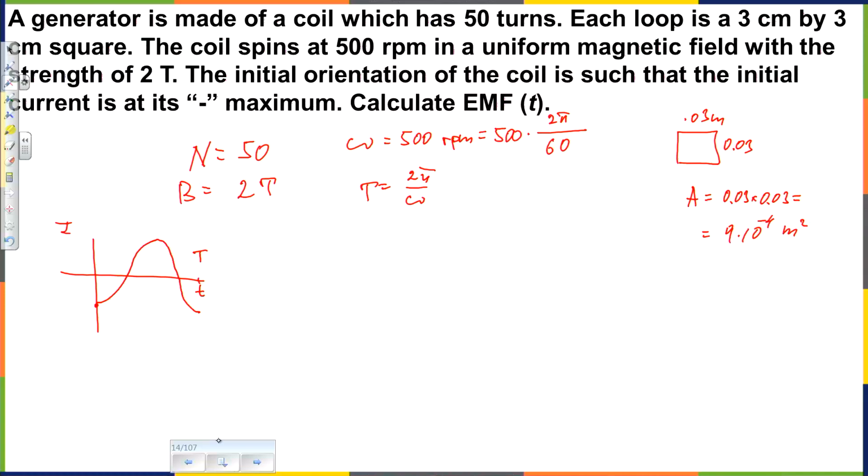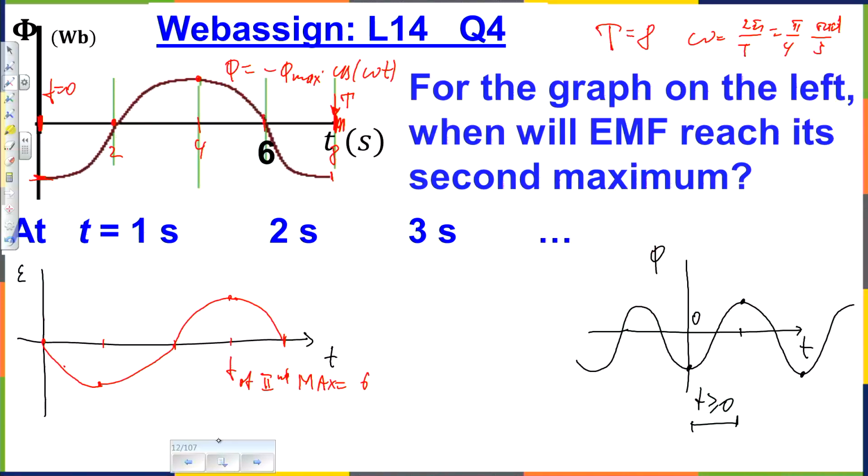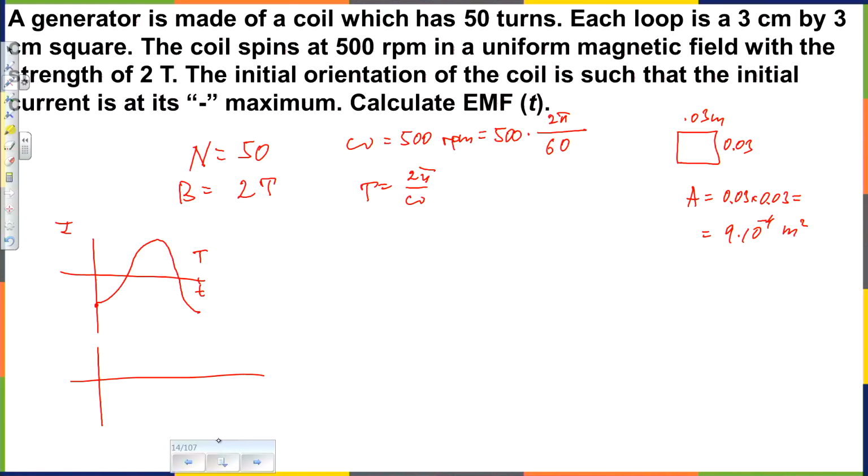Now for the flux. First of all, if the current is at its maximum, that means EMF is at its maximum, which means flux should start from 0, the alternate. If the flux starts from 0, next value should be positive or negative.